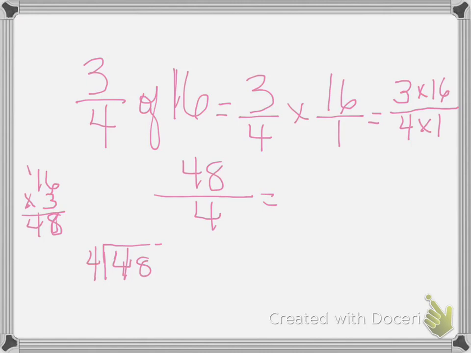48 divided by 4. Well, 4 goes into 4 one time. 1 times 4 is 4. And I subtract. That equals 0. Bring down my 8. 4 goes into 8 2 times. 2 times 4 is 8. And 8 minus 8 is 0. So 48 fourths is the same as 12.